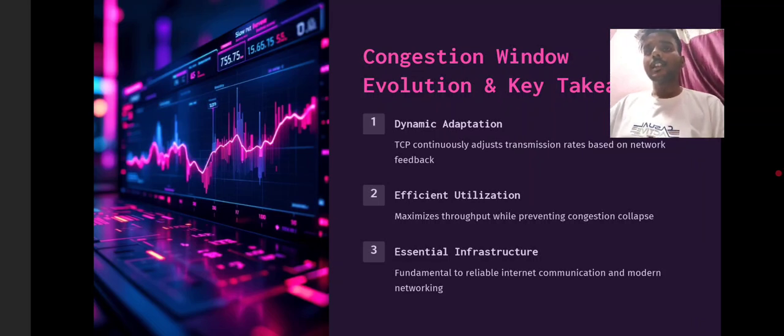In modern technologies like 5G and high speed networks, congestion control plays an even bigger role because of the massive amount of data being transmitted.